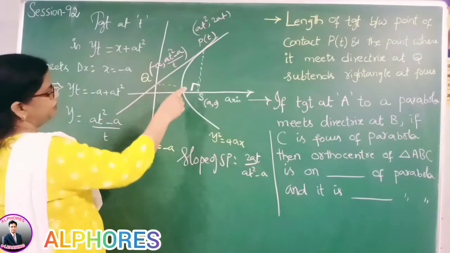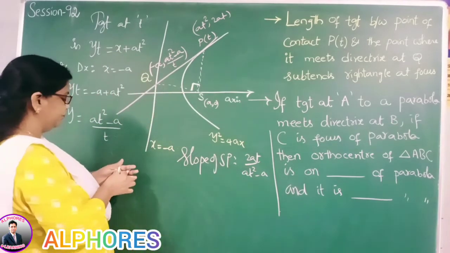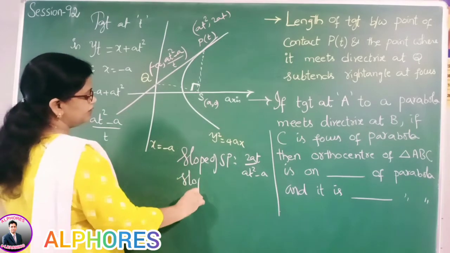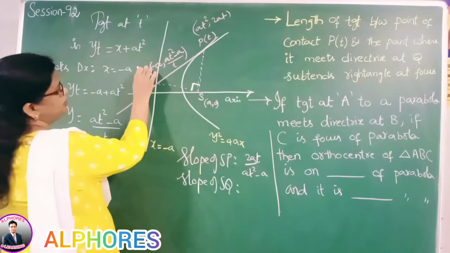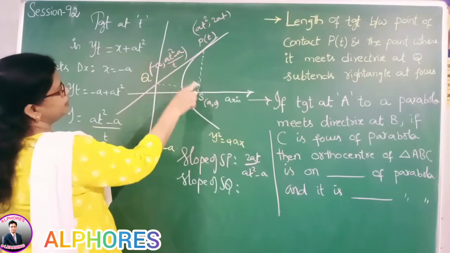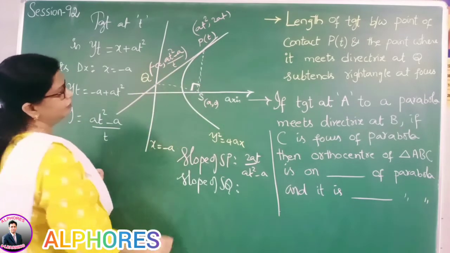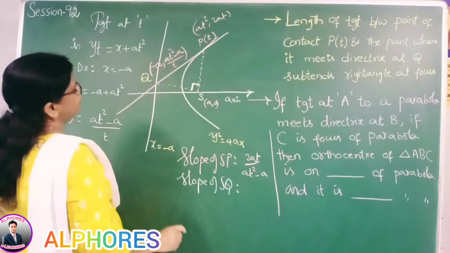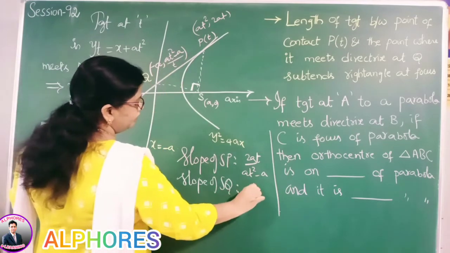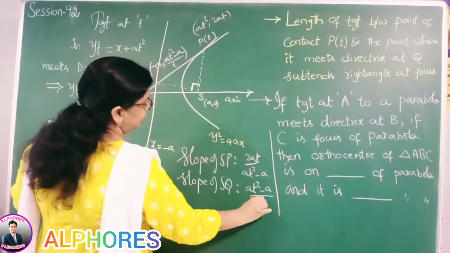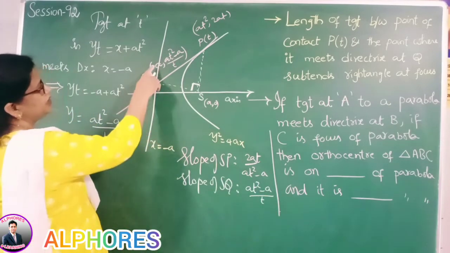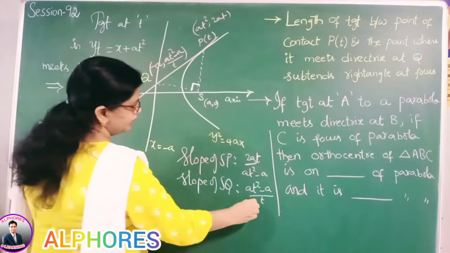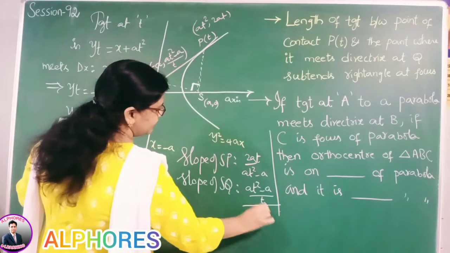And now what about the slope of SQ? The slope of SQ is nothing but (at square minus a) divided by t, divided by the x-difference, which is minus a. So this value is (at square minus a) by t, the whole divided by minus a.